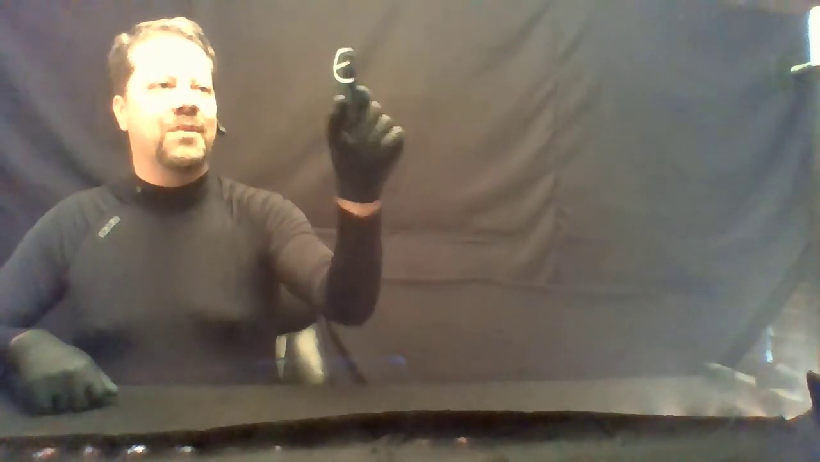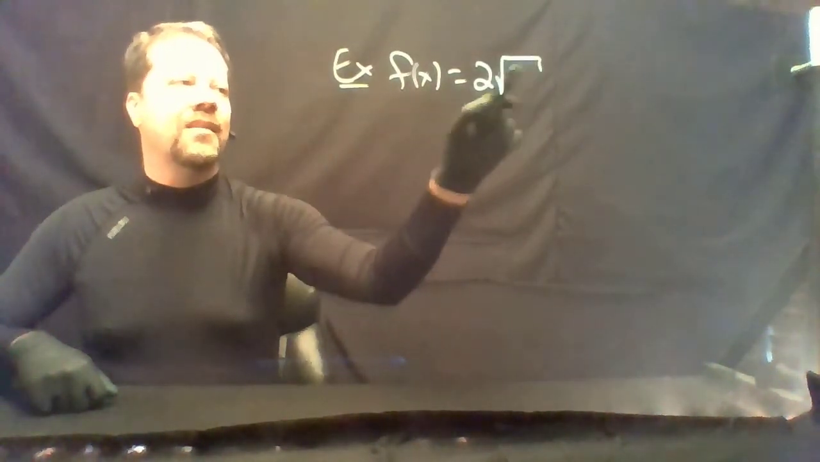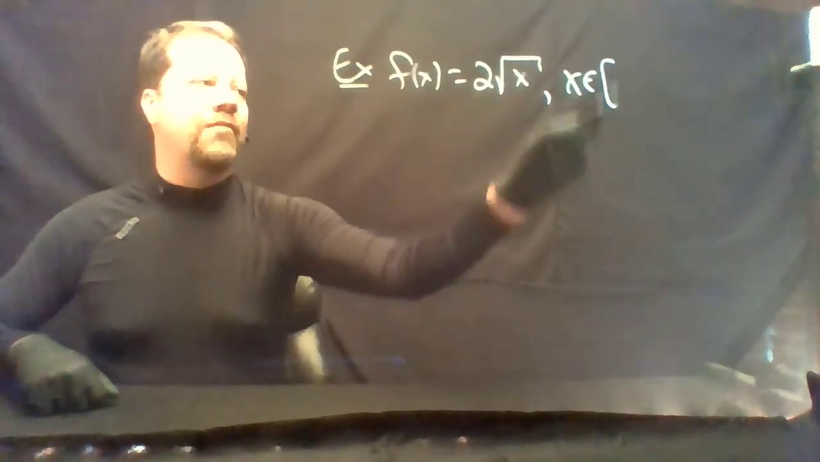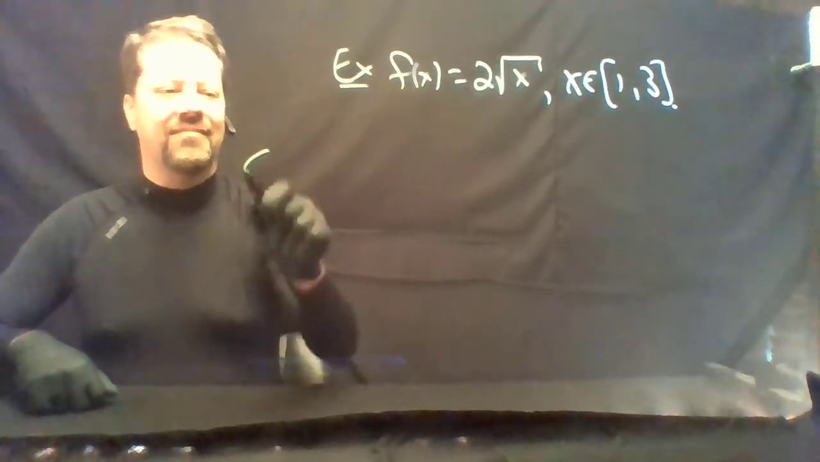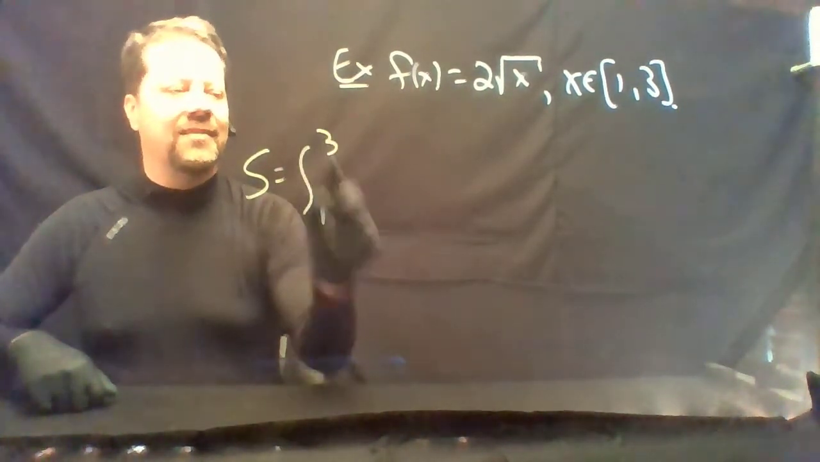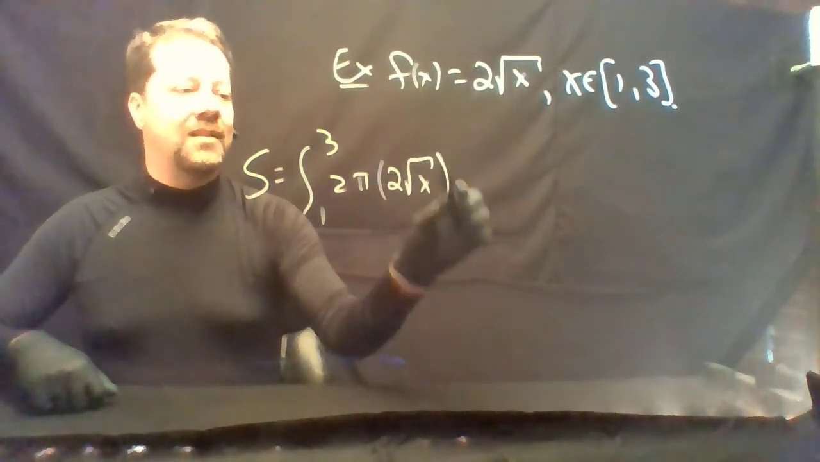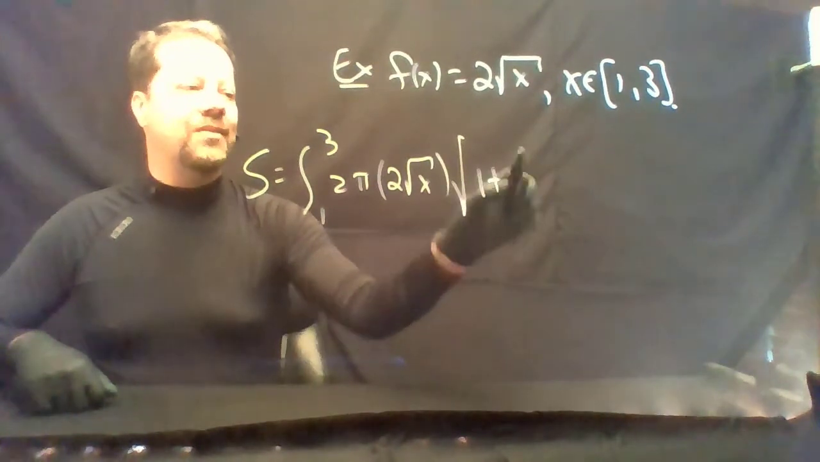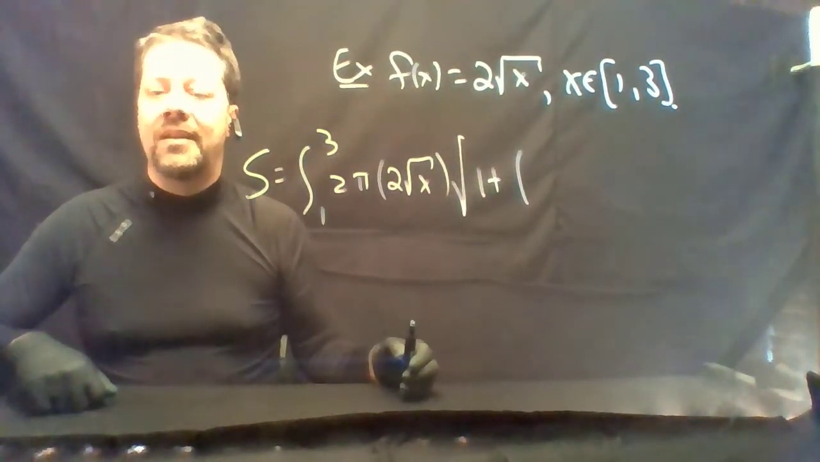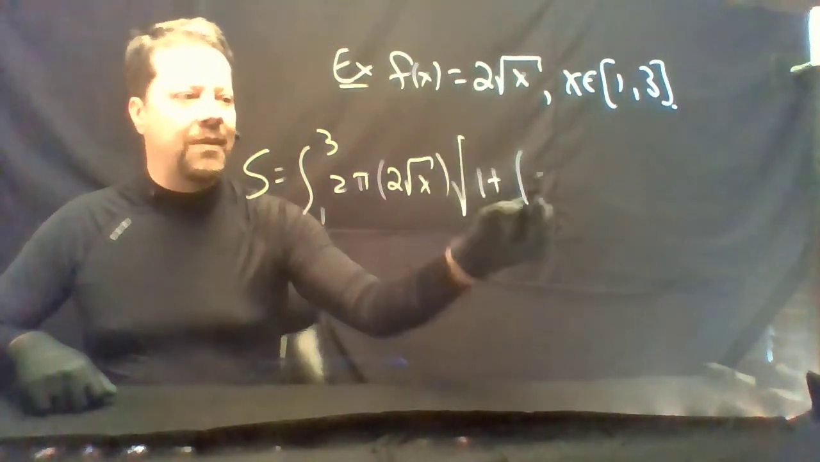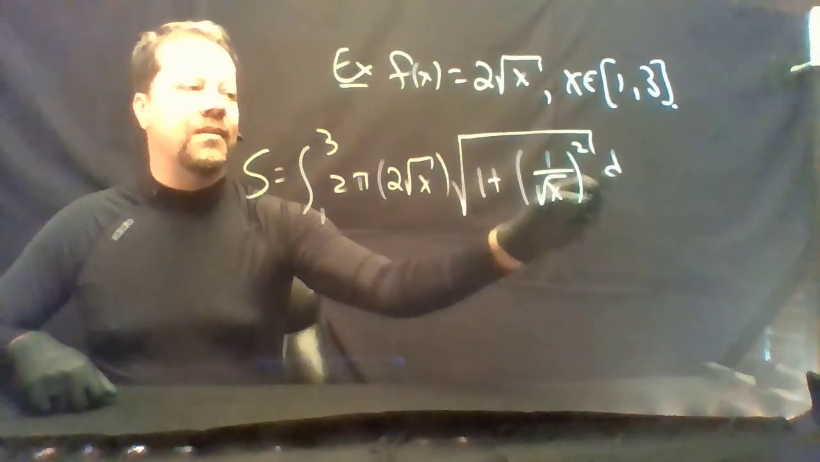So for example, suppose I have f of x is 2 root x. x will run from 1 to 3. Find the surface area. We'll have 2 pi f of x ds, which is the square root of 1 plus the derivative. Remember that the derivative of the square root of x is 1 over 2 root x, but we're multiplying by 2. So we'll just end up with 1 over root x squared all times dx.